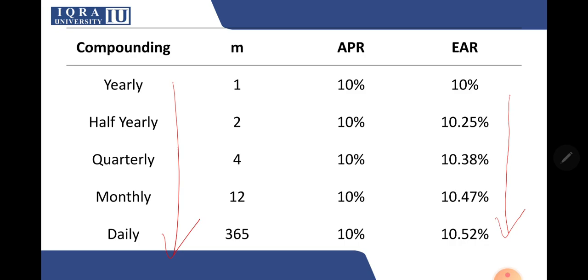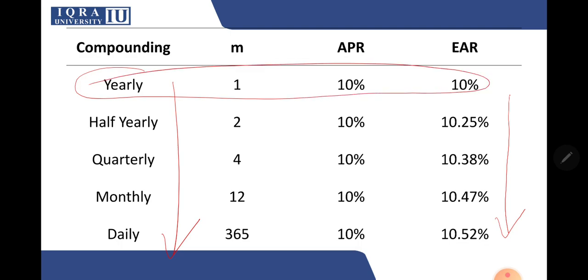Now if you note over here, your APR and effective annual rate are equal only when the compounding period is 1, which means interest is being paid once a year. If the interest is being paid more than once a year, then automatically your effective annual rate is going to be higher than your annual percentage rate.